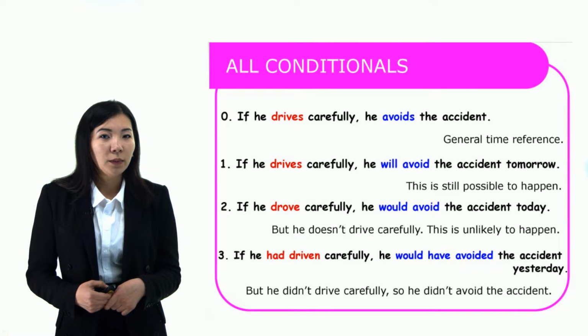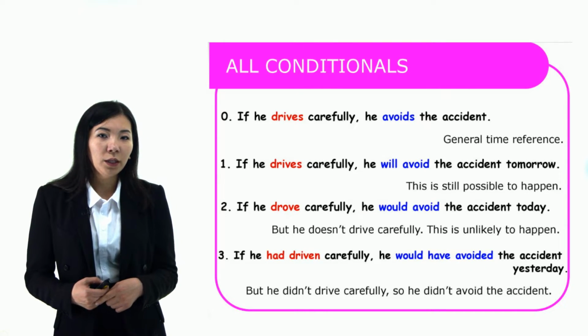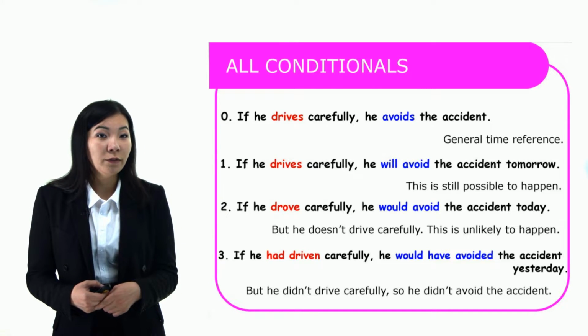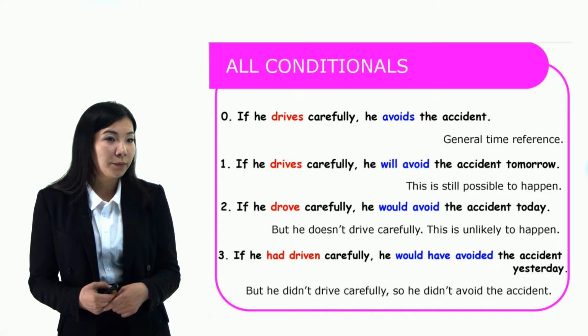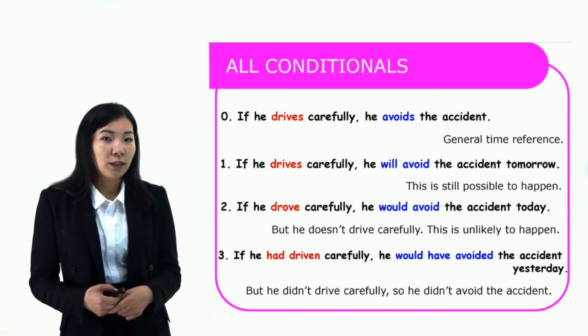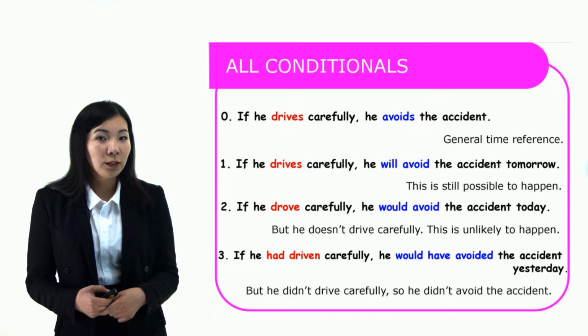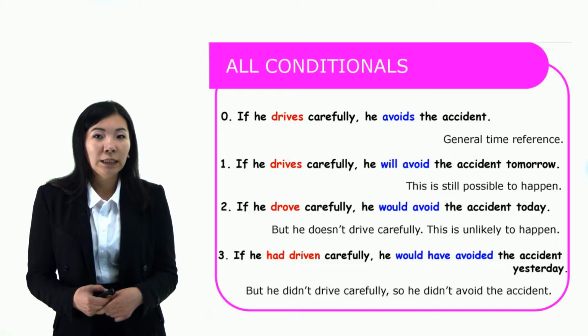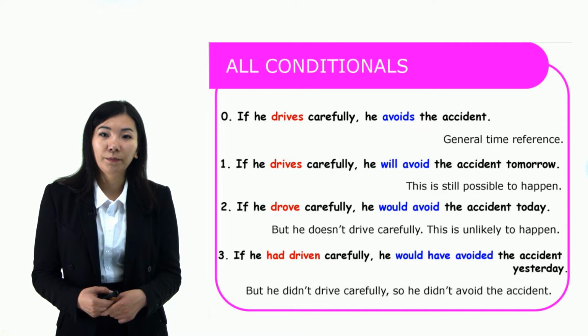Second one. If he drove carefully, he would avoid the accident today. But he doesn't drive carefully. This is unlikely to happen. And the third one. If he had driven carefully, he would have avoided the accident yesterday. But he didn't drive carefully, so he didn't avoid the accident.